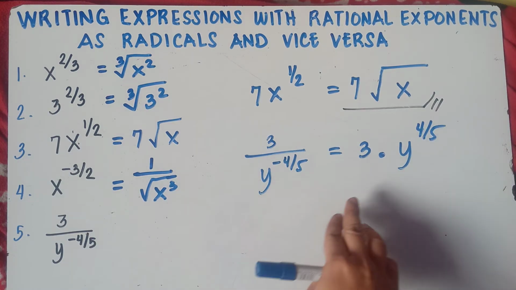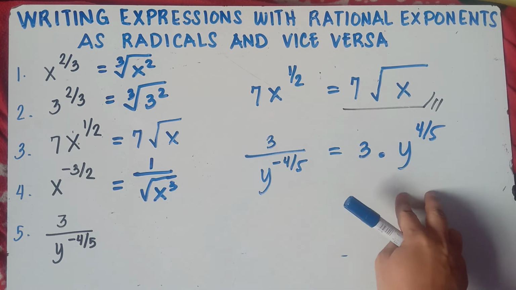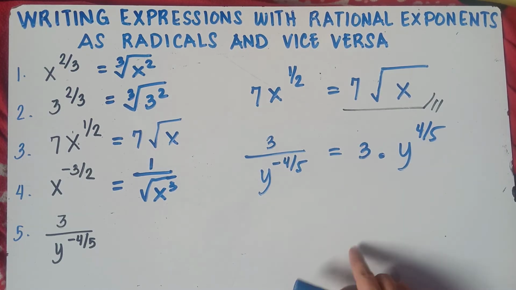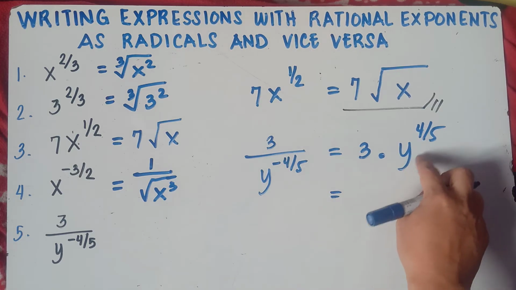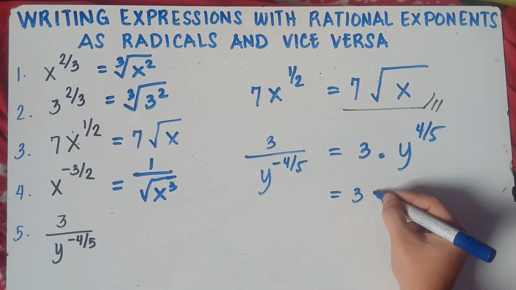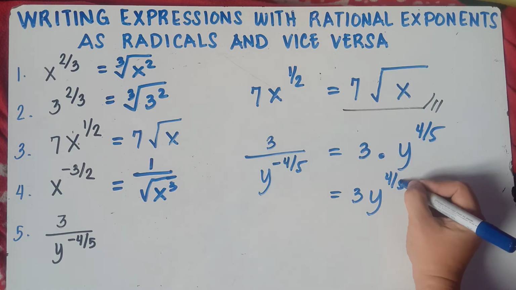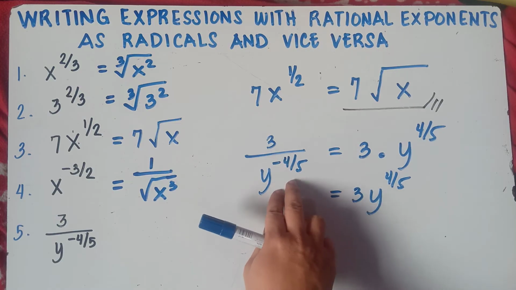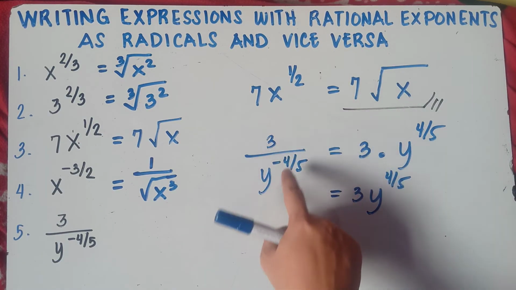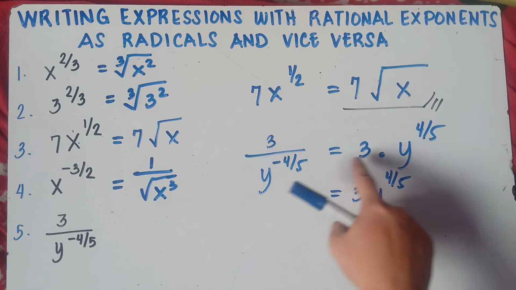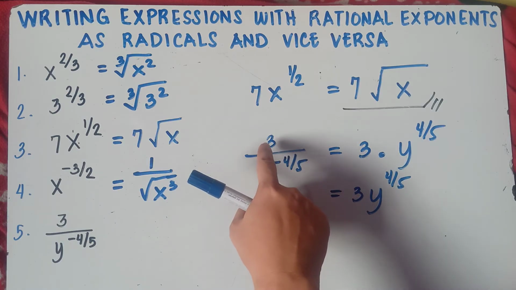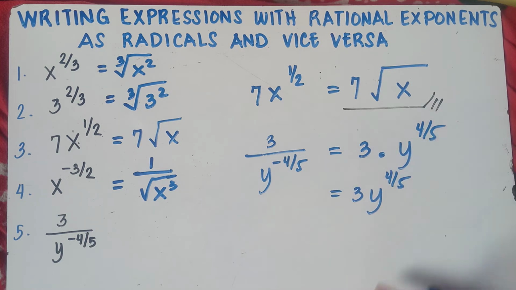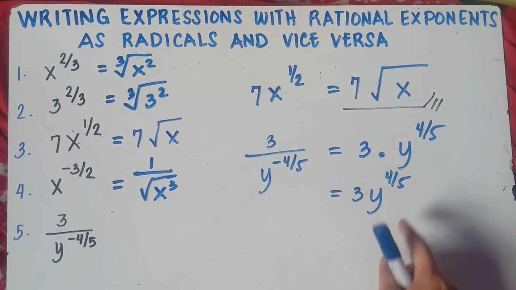Once again, class, if you have a number and a variable close to each other, it means multiplication. So do not add, class, it means multiplication. So this will be 3 times y raised to the power of 4 over 5. So that would be 3y raised to the power of 4 over 5. Alright, so once again, we make this one into positive. Just simply put this on the numerator and the exponent will be positive. Of course, you need to multiply it by 3 because we already have 3 on the numerator. So that would be 3 times y raised to the power of 4 over 5.